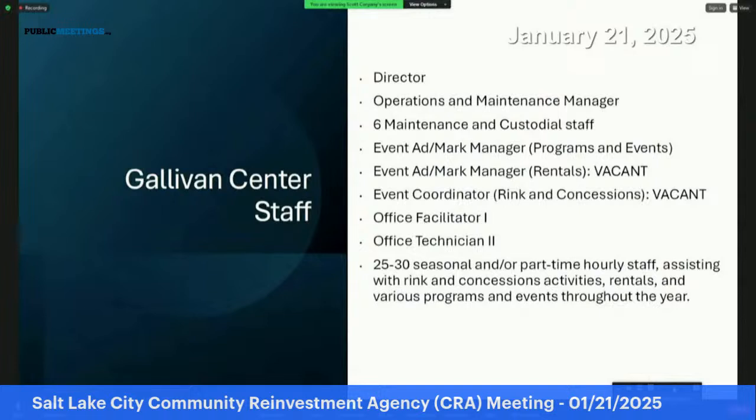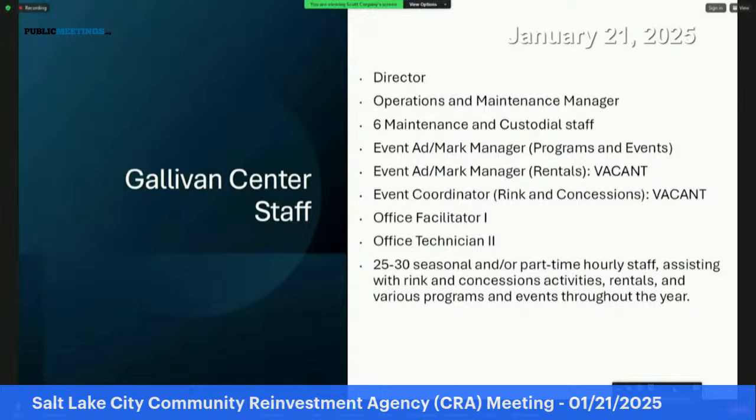We are currently facing two staff vacancies that are affecting some of our abilities to operate at full capacity, but we're working with human resources and our other city partners to get some of those positions and other policies updated so that we can get those positions posted publicly.